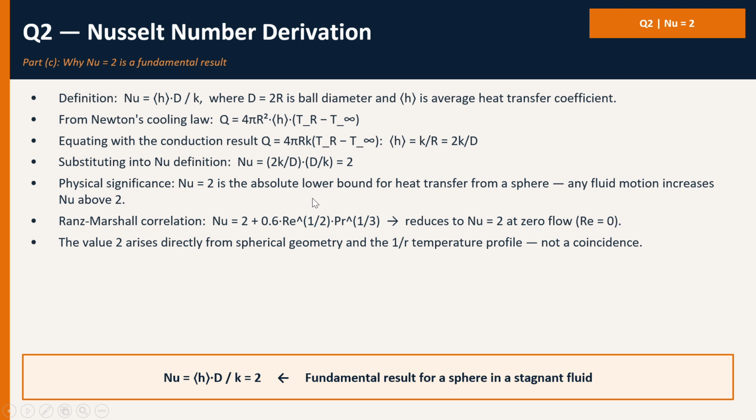Now the physical significance: a Nusselt number equal to 2 is the absolute lower bound for heat transfer from a sphere. Any fluid motion increases the Nusselt number above 2. An empirical relation is also shown here, just to conclude the above things. The value 2 arises directly from the spherical geometry, and the 1 by R temperature profile is not a coincidence. It's proved.